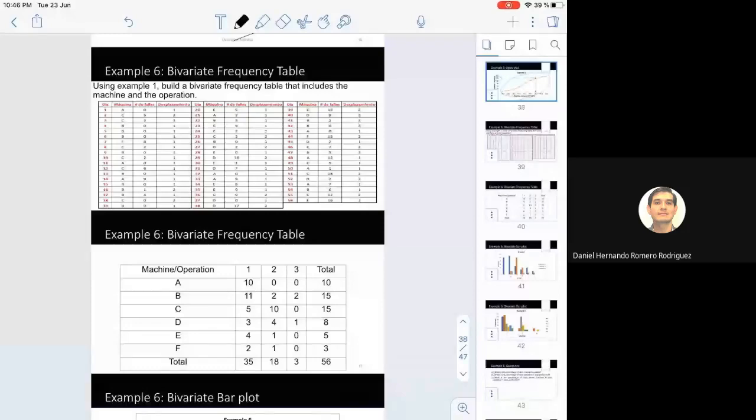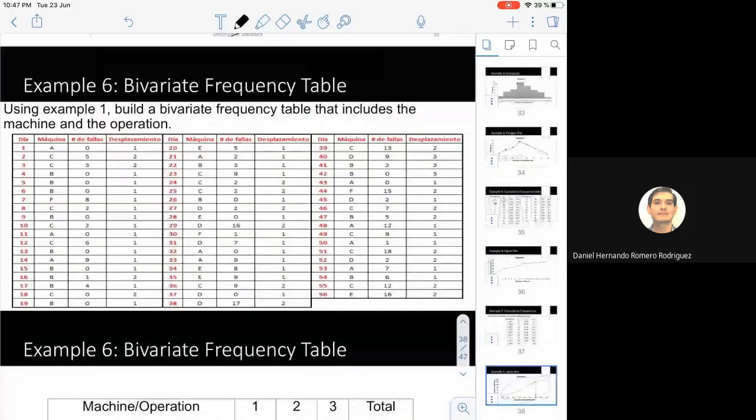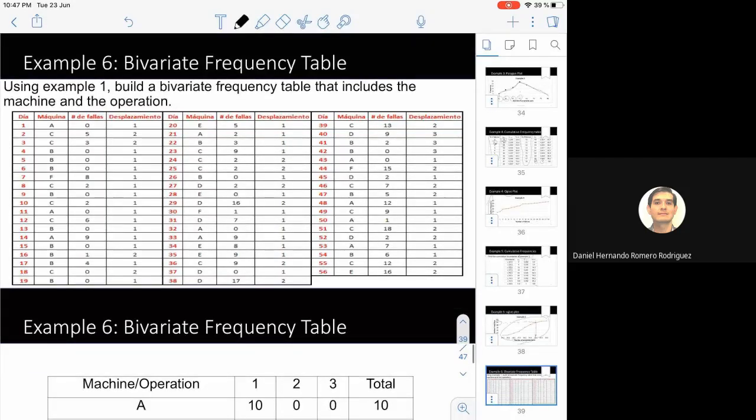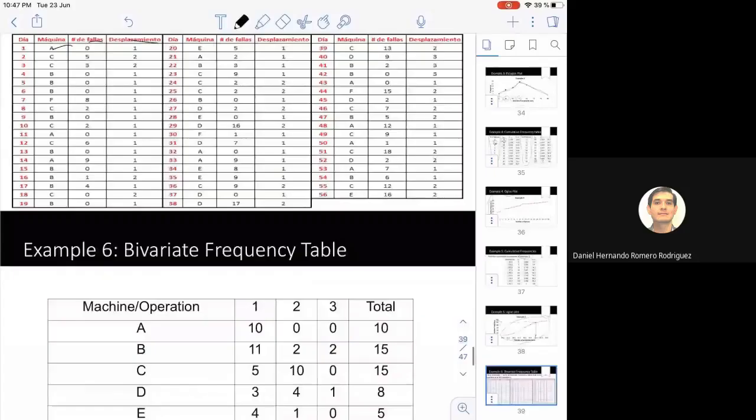So far, we have only covered tables with a single variable. But it is possible to have a table that has two variables at the same time. Using a familiar example like this one, remember that we had days, machines, number of failures, and the operation number. So we can summarize the data, but now we're going to analyze two different variables.